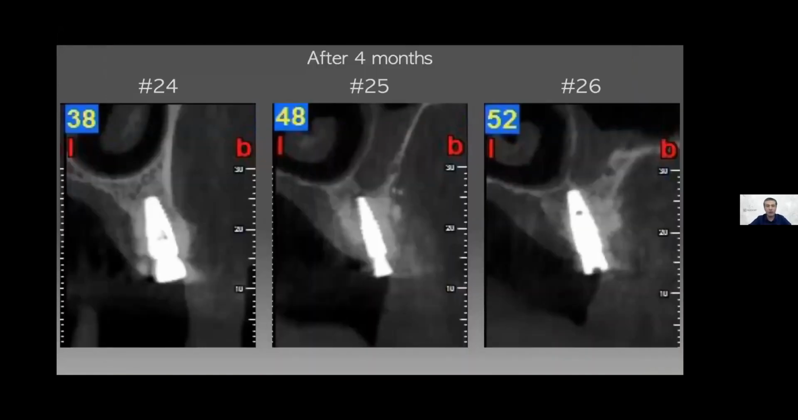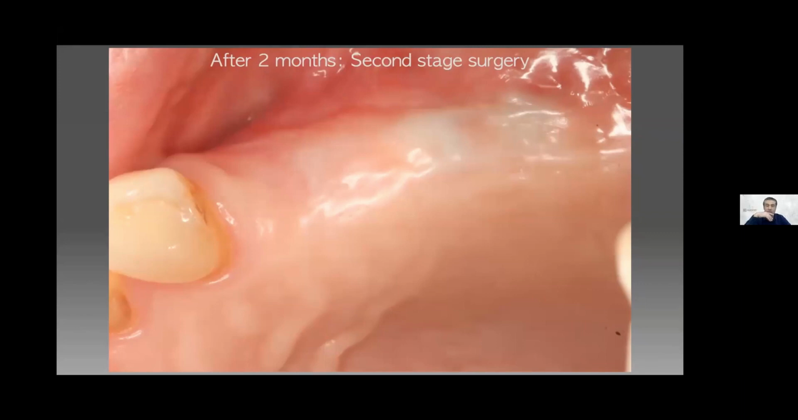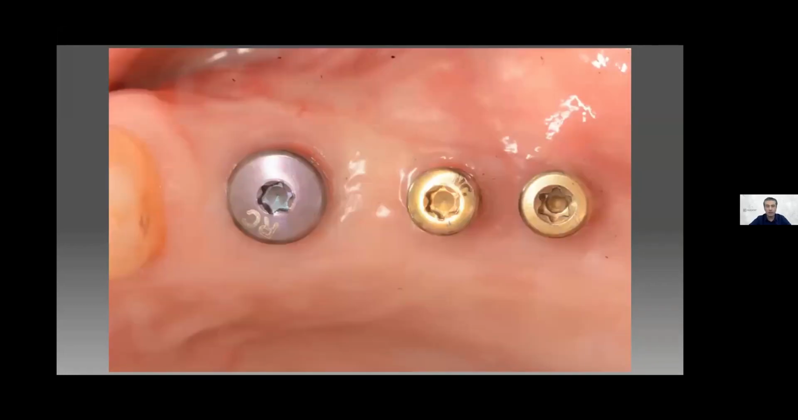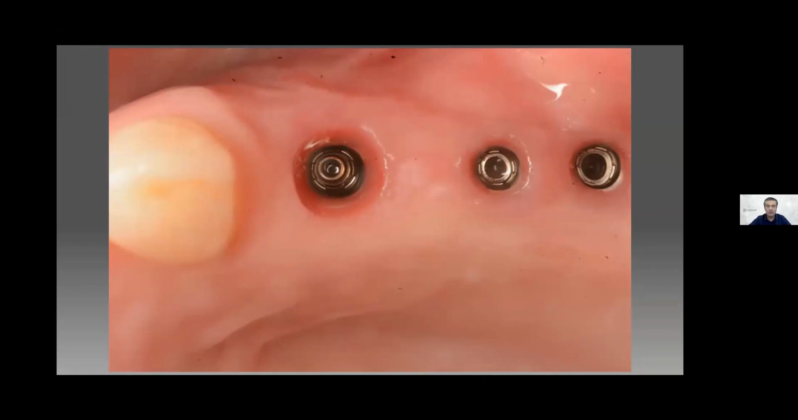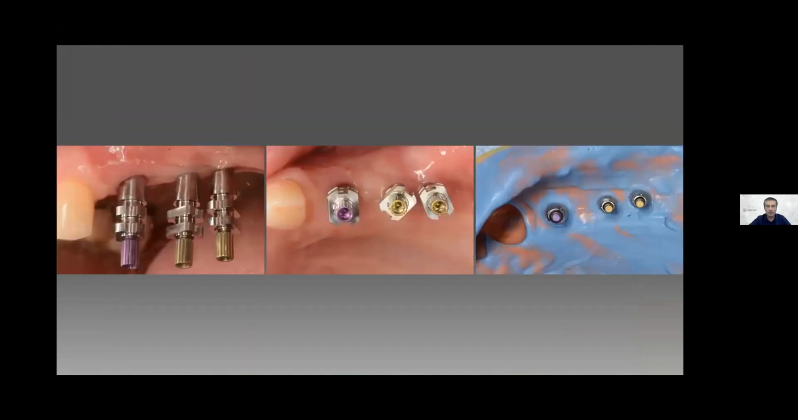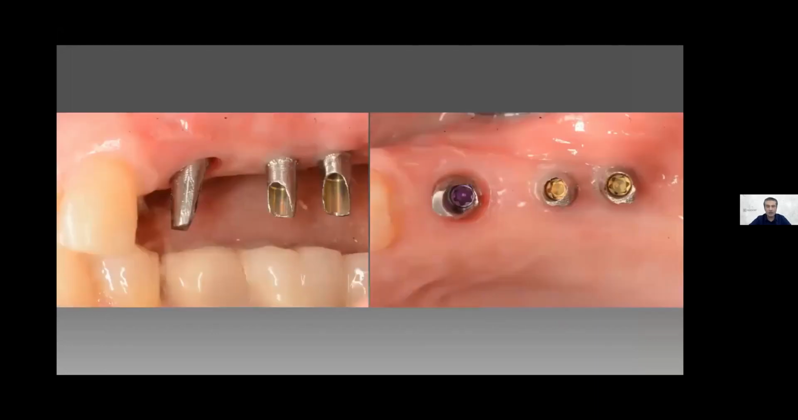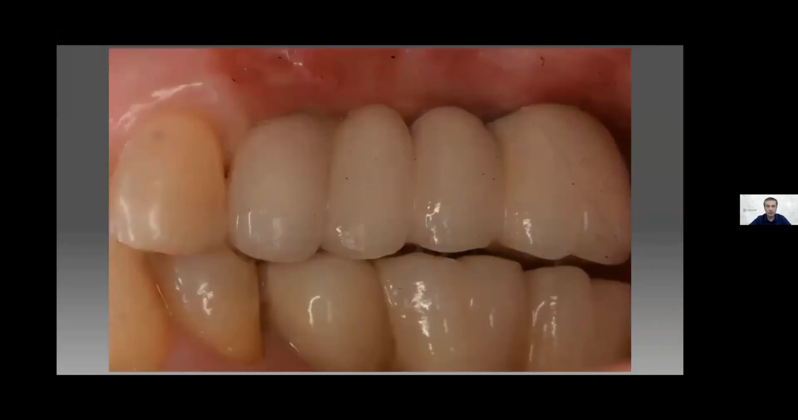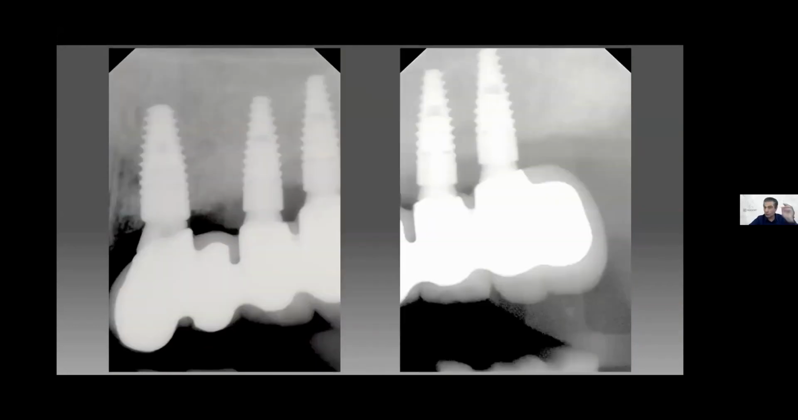And here, after 4 months, we took another CBCT to evaluate our guided bone regeneration. And as you see, we have an amount of buccal bone around our 3 implants. And this is the nice keratinized gingiva after 2 months of our free gingival graft. Second stage surgery, here the X-ray, and here after 1 month, the final prosthesis, the nice architecture of the soft gingiva, here the impression and try in, and here the final result with the final bridge. And here is also the X-ray after the final prosthesis.